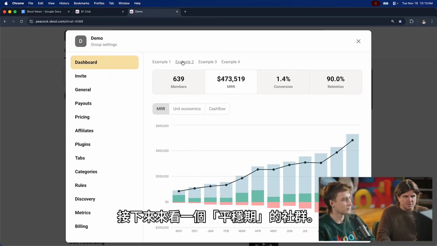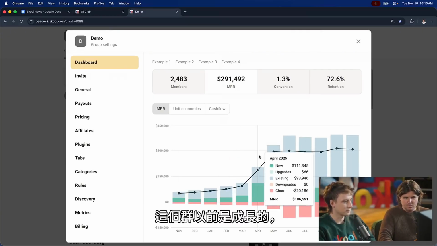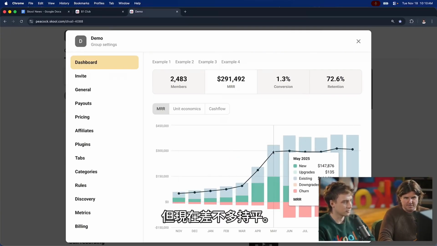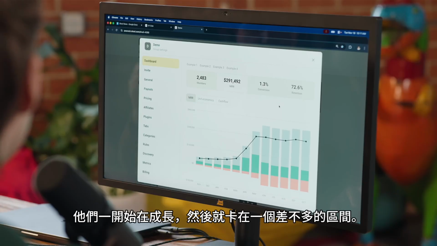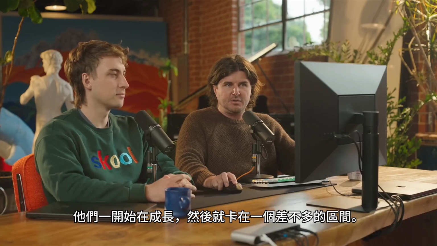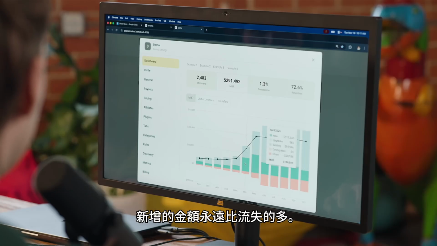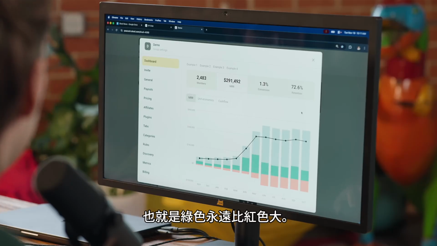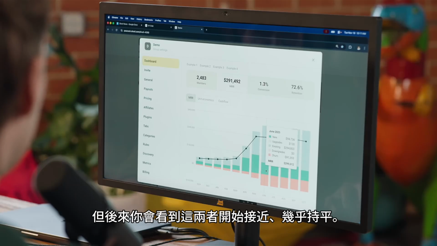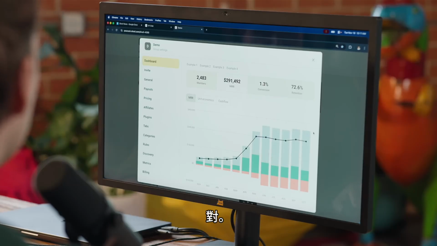So now let's look at a group that is like flat. So here a group was growing, but now it's kind of around the same, right? In MRR. This is quite common. Like for a lot of people, they're growing and then they kind of are stuck around the same. You can see when it was growing, it's always adding more than it's churning, right? So green is more than red. But then you can see that the two start to basically match, right?